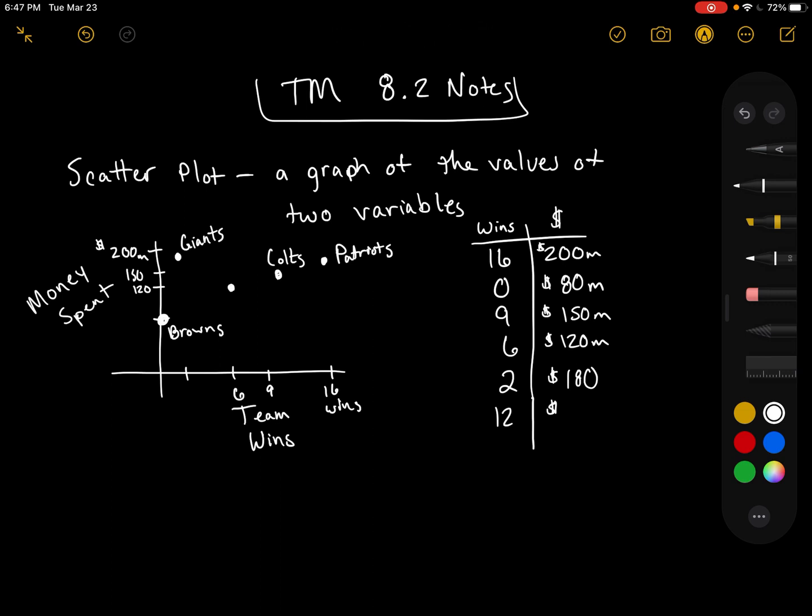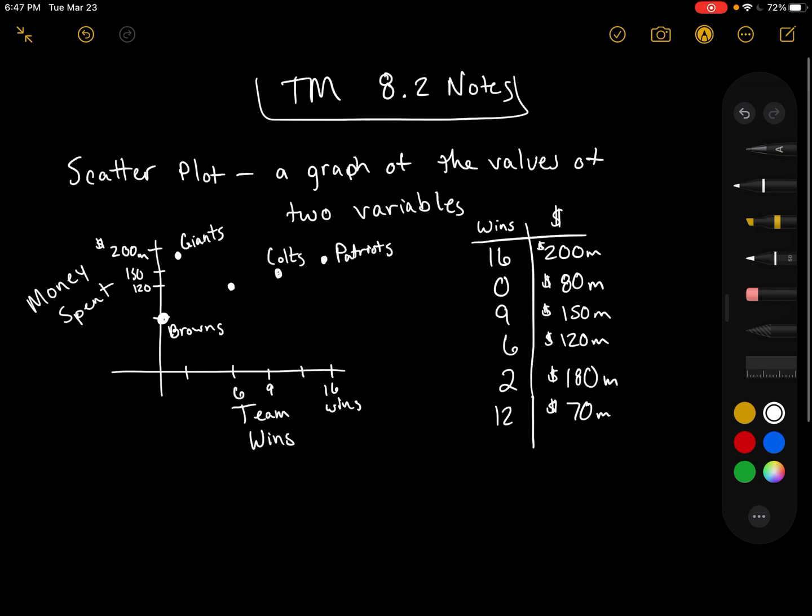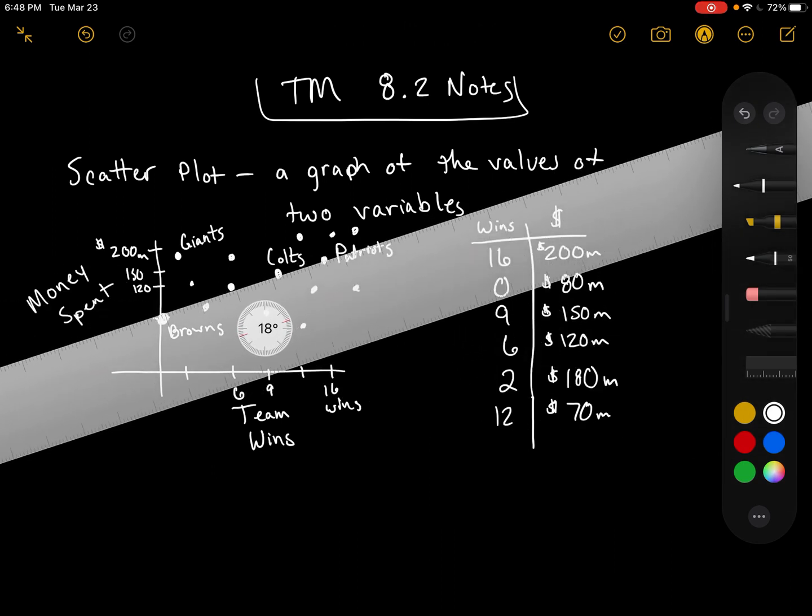Or maybe you have just a lucky team one year, and they win 12 games. I think the Jaguars did that one year, and they really didn't spend all that much money. So we get all the way over to like 12 wins, and they just basically spend less than the Browns did. So what you can see here, kind of a pattern that's forming, is that we're going to have some scatter. It's not a perfect line. You might have teams over here, but you'll see an overall trend.